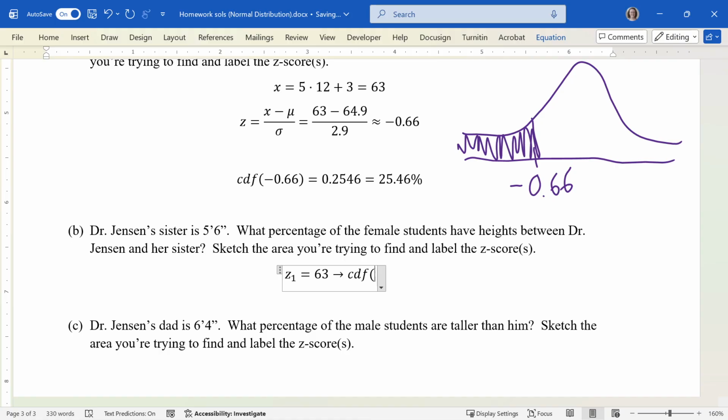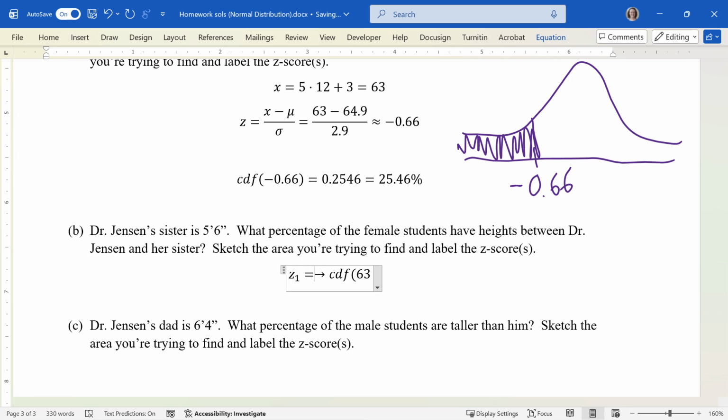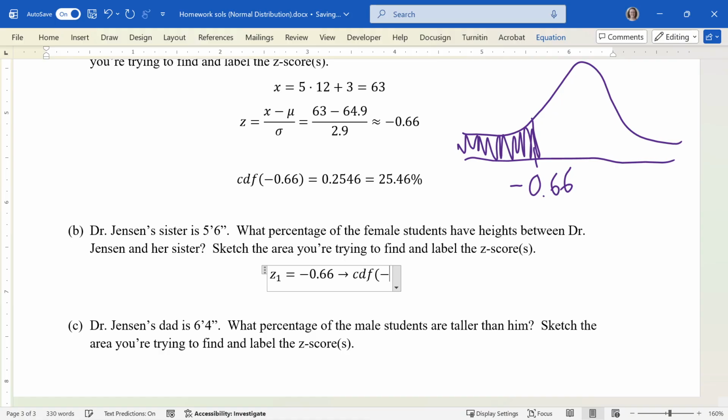and then I also have the CDF from that. Oh, sorry, not 63. That was the x value. It's negative 0.66, and then the CDF from that, negative 0.66. You don't have to copy this down here every time, but I'm just trying to do it in a way that makes sense to you guys, so you see all my work here.